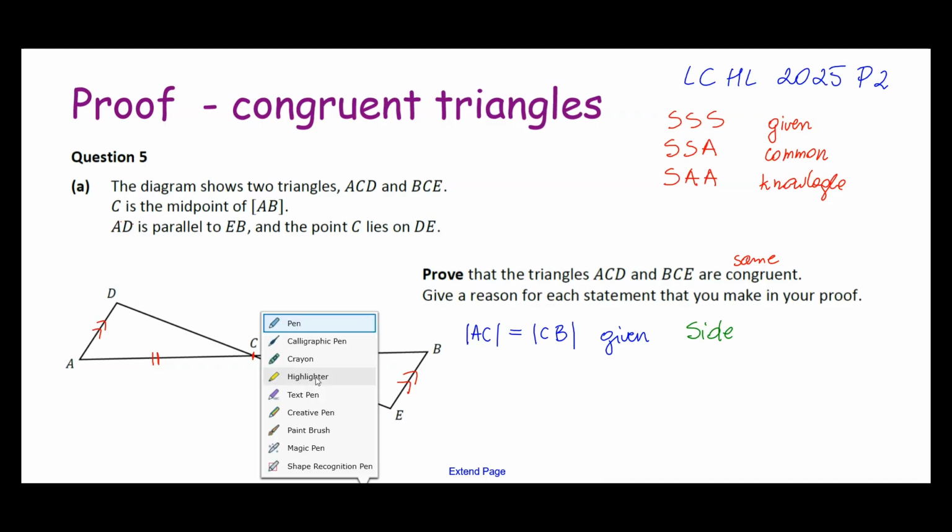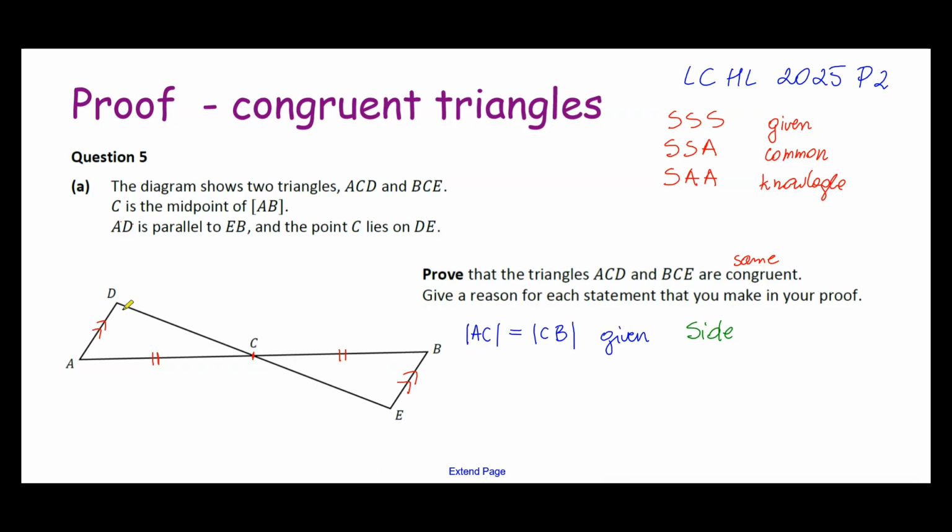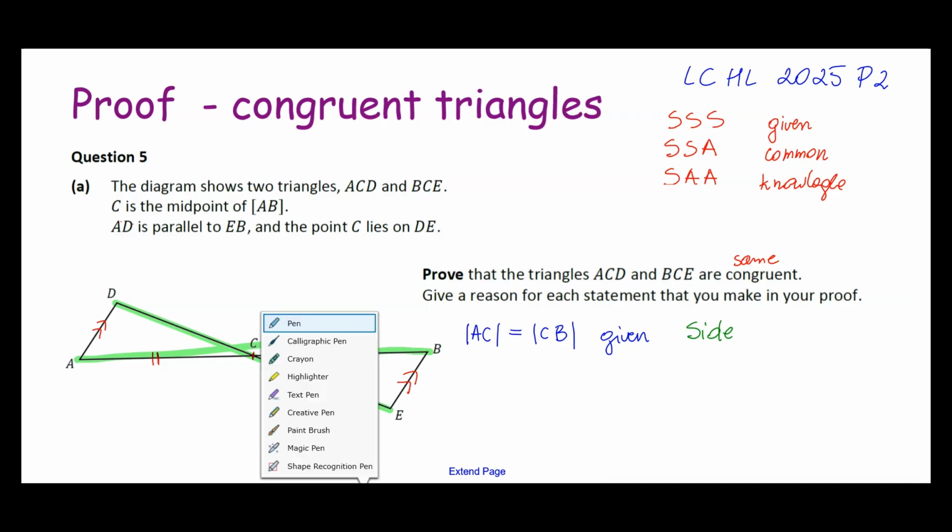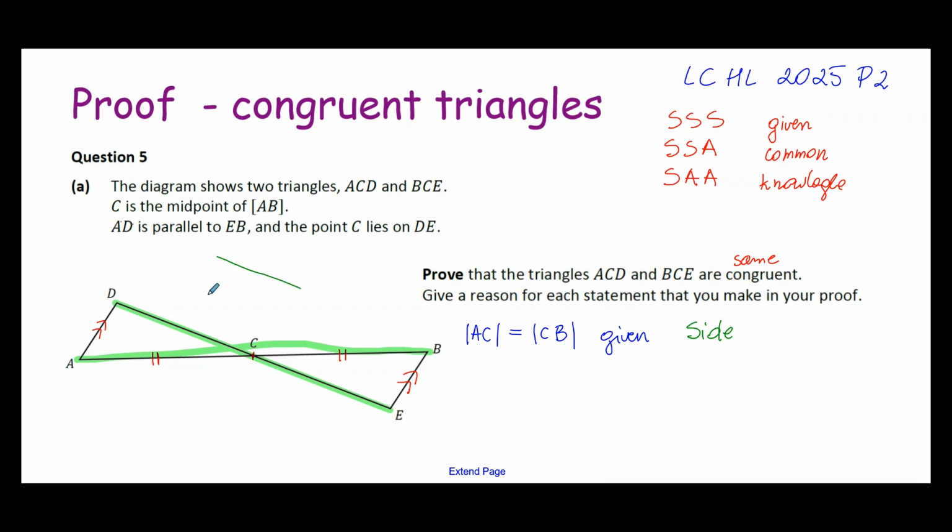So we can see that here we have letter X. I don't know if you remember, it's been a long time. I would say that is what? Vertically opposite, isn't it? When we have letter X, those angles are the same, and these ones will be the same. They are vertically opposite angles.